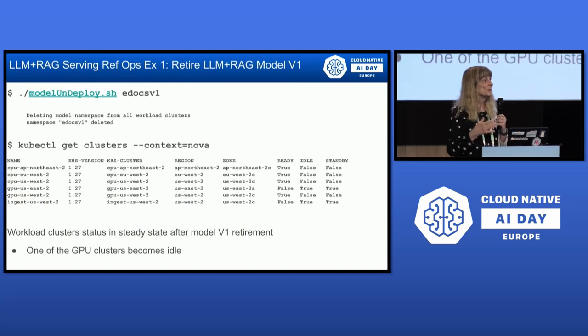So now, let's say we've done a lot of validation. We decide that version 2 is really good. It's better than version 1. We're willing to now retire version 1. And as we say, the simple answer to that is to remove the namespace. But behind the scenes, there's a lot of work to remove that namespace, because the Nova control plane has to make sure that all of the workload clusters remove the namespace. So a lot of work goes on behind the scenes, but from the standpoint of you, the person administering the system, it's a very simple operation. So now we're back to one of the GPU clusters being idle, and we're done.